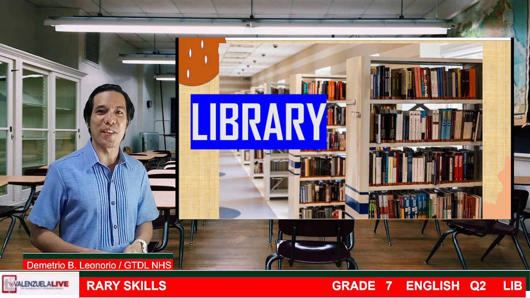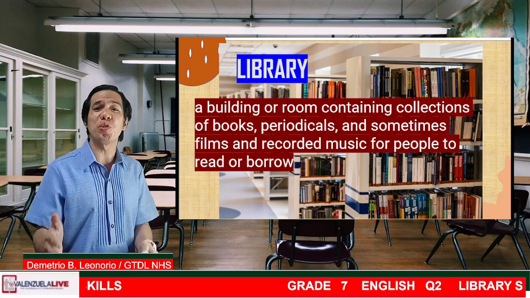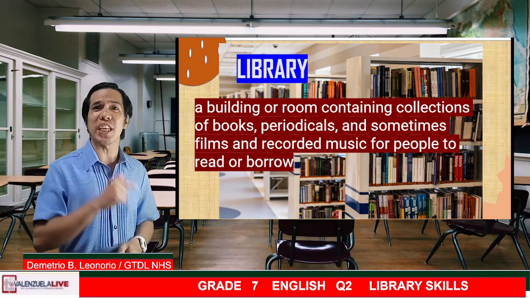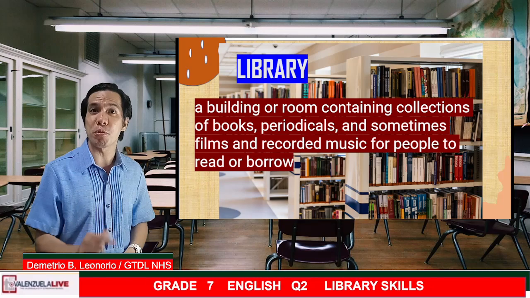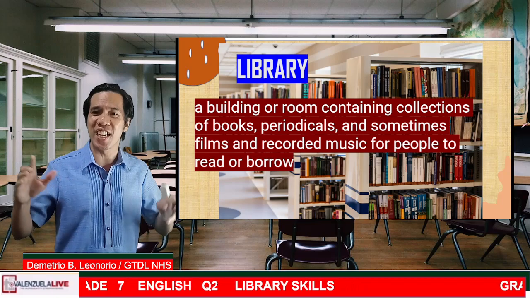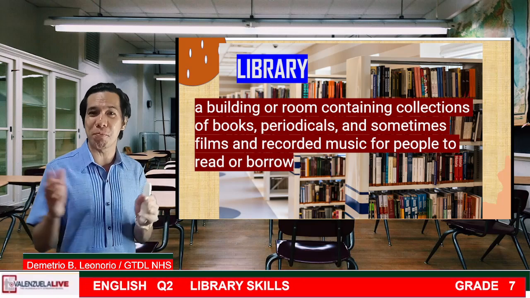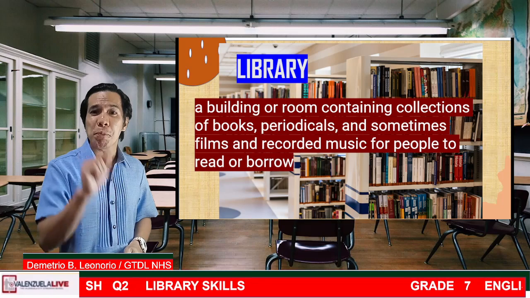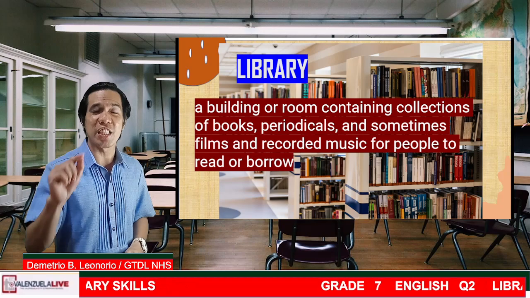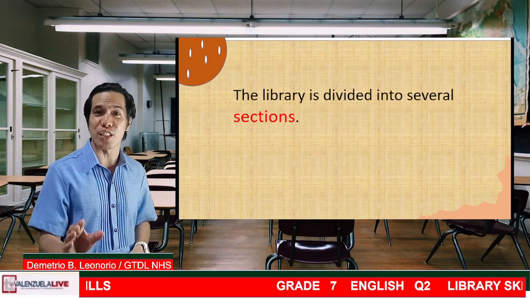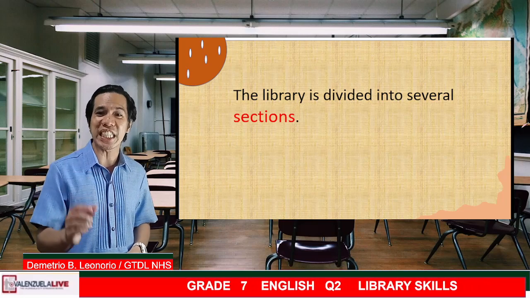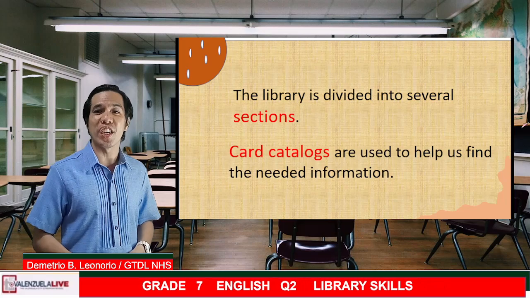What is a library? A library is a building or room containing collections of books, periodicals, and sometimes films and recorded music for people to read or borrow. We all know that the library houses hundreds or even thousands of books. So, for people to easily get the answers they needed, the library is divided into several sections. Also, to help us find the information more quickly and much easier, card catalogs are used.